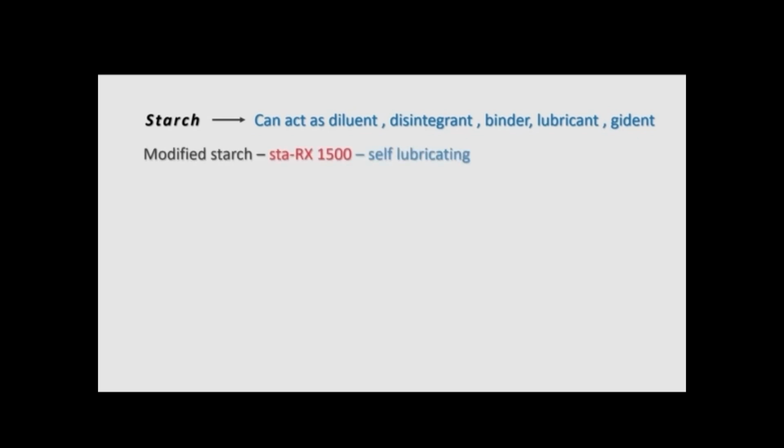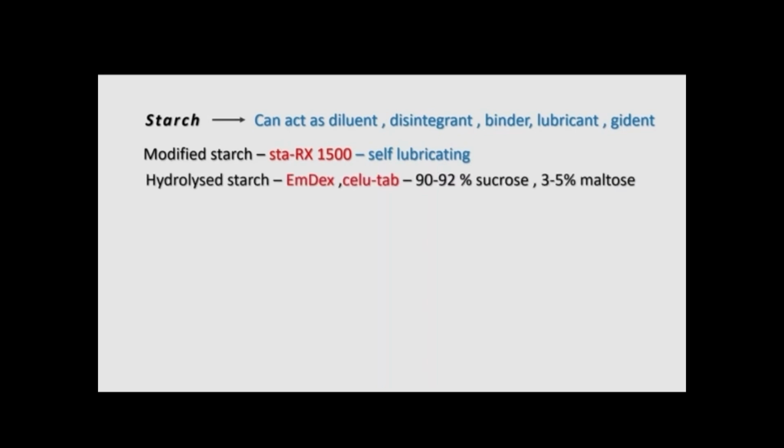Starch. Starch is used as a diluent, disintegrant, binder, lubricant, and glidant. We use starch as modified starch with the trade name StarRX 1500. It is self-lubricating as well. There is another type of starch called hydrolyzed starch. It has the trade name Emdex, Celutab. This consists of 90 to 92% of sucrose and 3 to 5% of maltose. We have to remember the percentages.